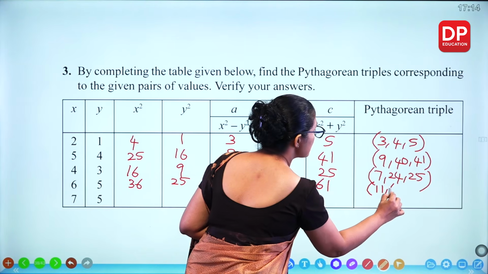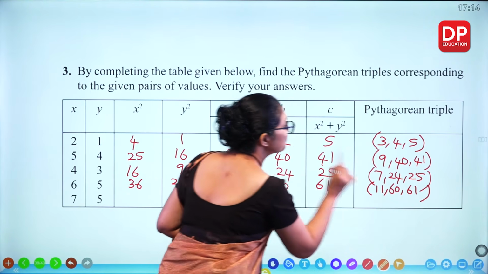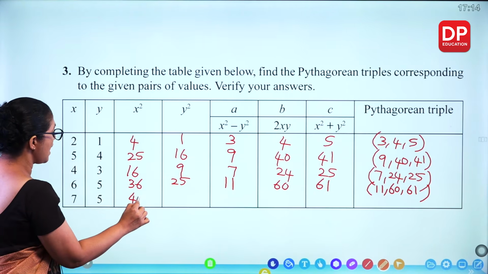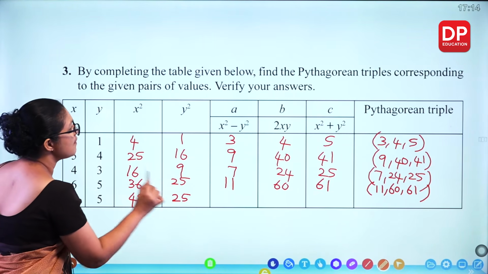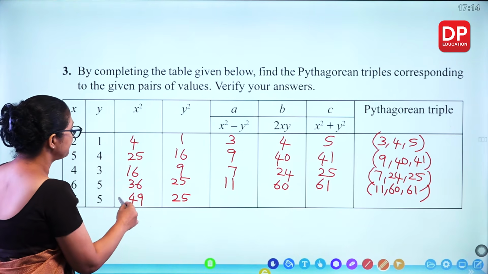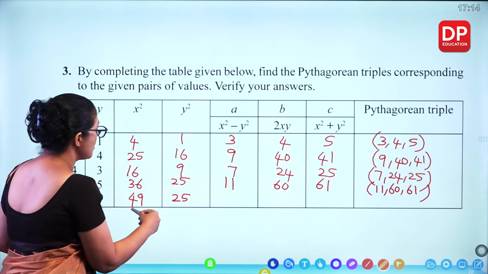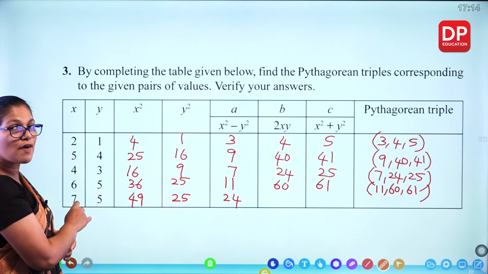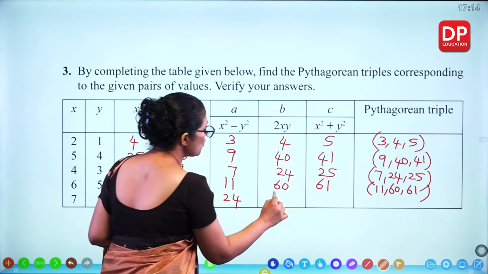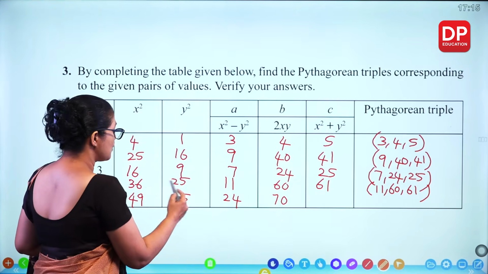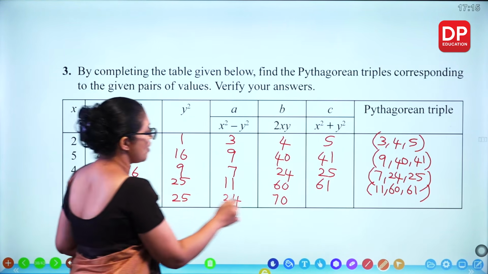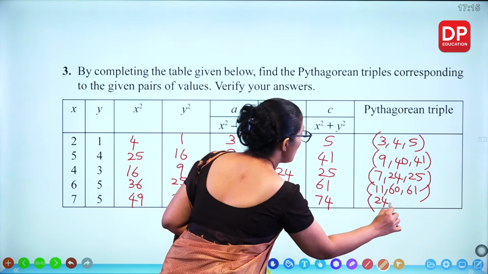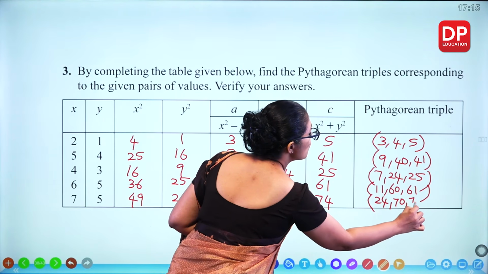So what are the triples? 11, 60, 61. Next one, 7 and 5. 7 squared is 49. 5 squared is 25. Take the difference. Difference is 24. Double of these two, 7 times 5, 35. 35 times 2, 70. So when you add these two, you are getting 74. So what are the triples? 24, 70, 74.